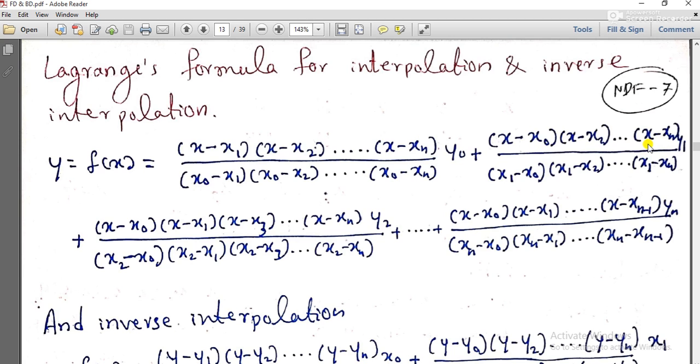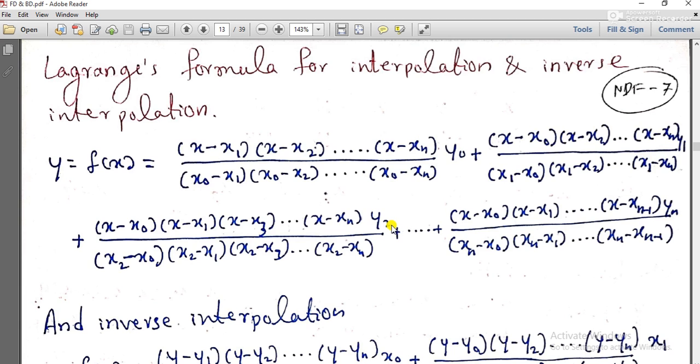For y1, x1 is absent, so x minus x naught, into x minus x2 directly, since x1 is absent here, into x minus x3 into x minus x4 into x minus x5, like that, up to x minus xn. Since x1 is absent, take the denominator x1 minus x naught, x1 minus x2, x1 minus x3, x1 minus x4, like that, up to x1 minus xn.